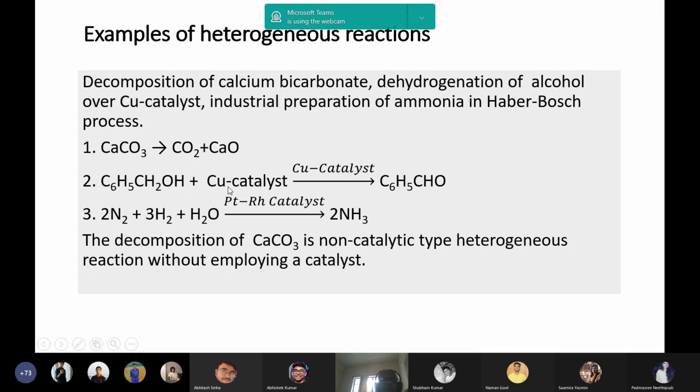And catalytic reactions: benzyl alcohol in the presence of copper catalyst forms benzaldehyde. And nitrogen and hydrogen with a particular catalyst, platinum-rhodium catalyst, directly produce ammonia. These are heterogeneous reactions. Decomposition of calcium carbonate is non-catalytic, but the second and third, these two, are catalytic reactions.